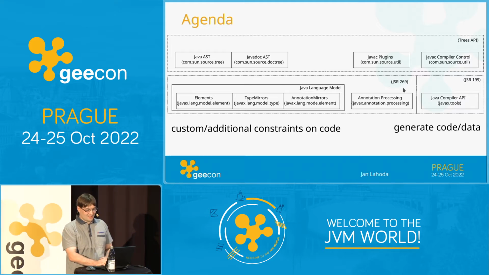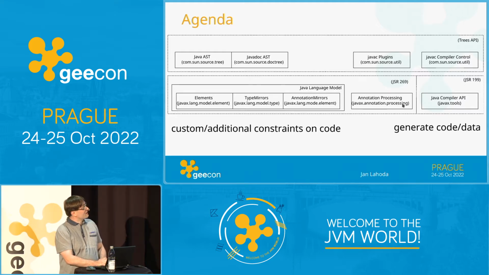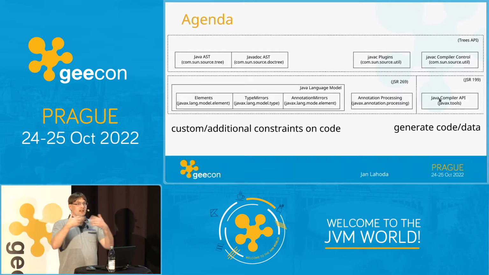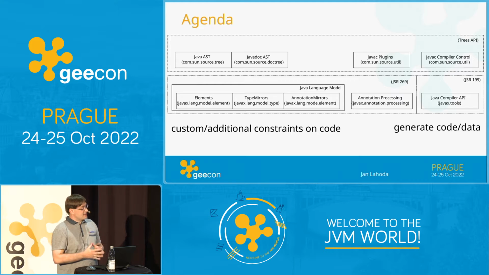Then we have the annotation processing API, and we have an API to actually programmatically invoke the Java compilers. That is the javax tools API.